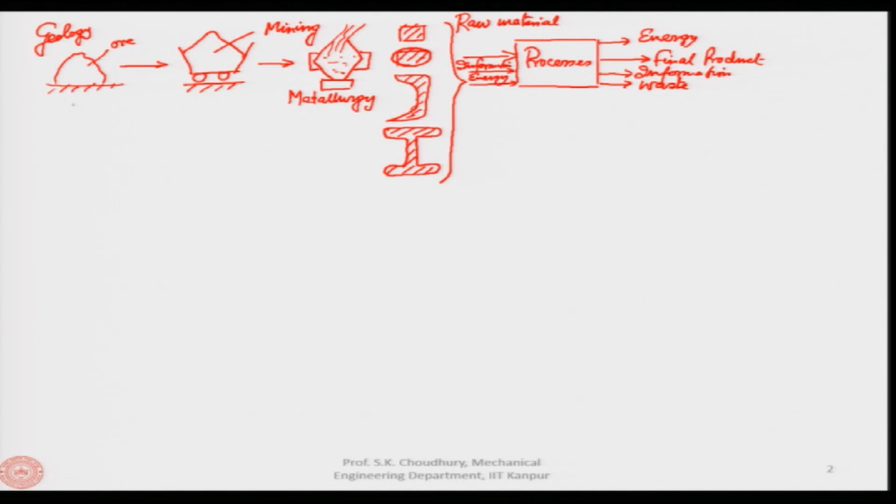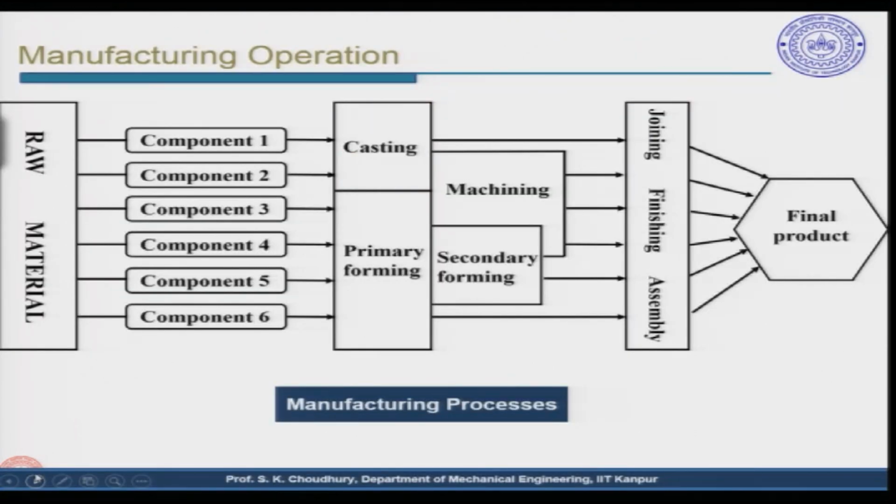So, as we can see that there is a whole series or whole gamut of the engineering disciplines which are involved in getting the final product from the ore from the mother earth. Okay. And here let us see what is the position of the machining that we will be studying. So, here we have the raw material, as you can see at the extreme left. From the raw material we have the components, component 1, component 2 and so on. Now, all these components will be going through different kind of manufacturing processes.